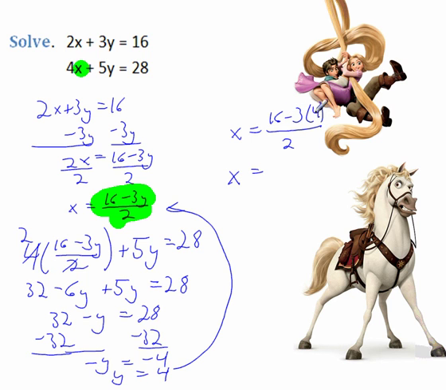Plugging that back in, 2 times 2 is 4. 4 times 3 is 12. Which 4 plus 12 is 16. Putting in this one, 4 times 2 is 8. 5 times y, which was 4, is 20. 8 plus 20 does equal 28. So our solution is correct.